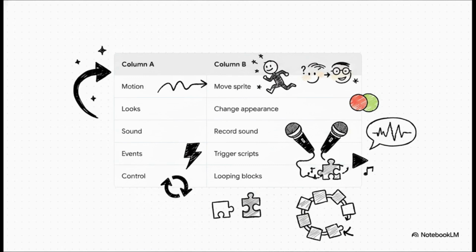Number 1, motion, matches with C, move a sprite. For number 2, if we want to change looks, we need A, change appearance. Sound, at number 3, perfectly aligns with E to record and add sound. Moving to number 4, events is B to trigger scripts to run. And rounding it out, number 5, control, connects to D to add looping blocks in a script. See? Memorizing those colors and functions pays off big time.